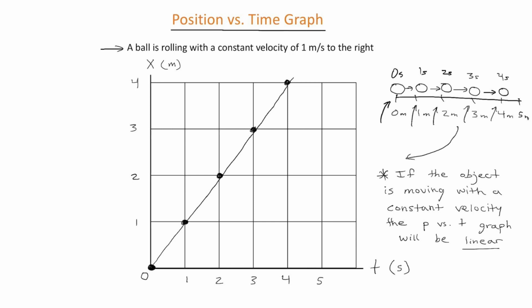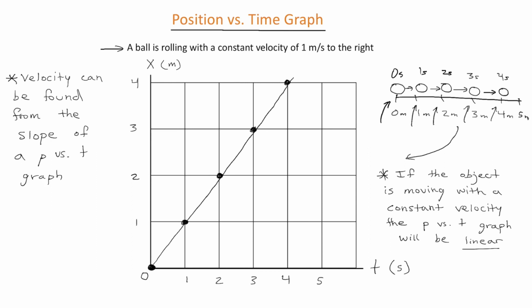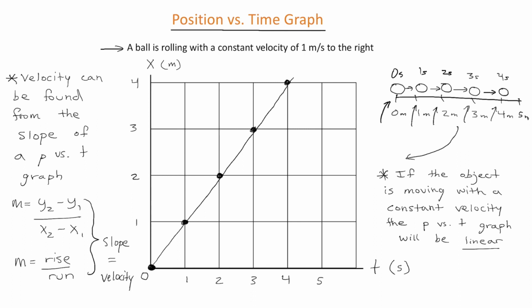Another very important point, probably the most important, is that velocity can be found from the slope of the position versus time graph. What this means is you can use your slope equations, like m is equal to (y2 minus y1) divided by (x2 minus x1), or m is equal to rise over run, to find the slope, and once you've found the slope, you have the velocity of the motion. So position versus time graphs are great tools for visualizing an object's motion.